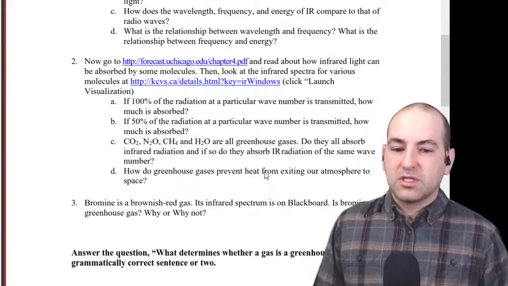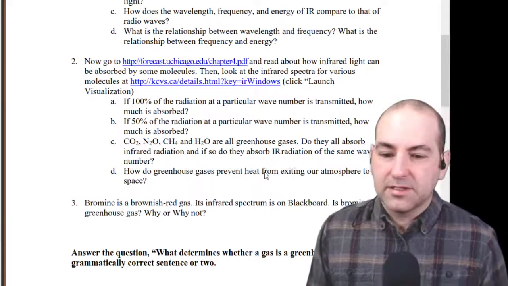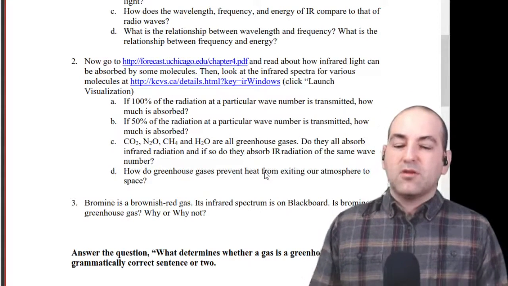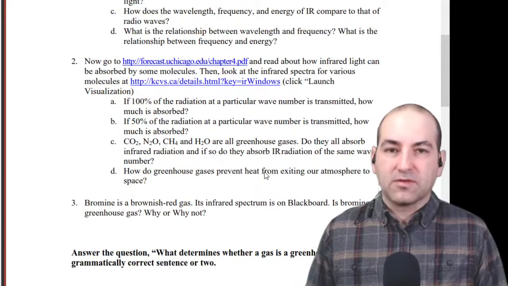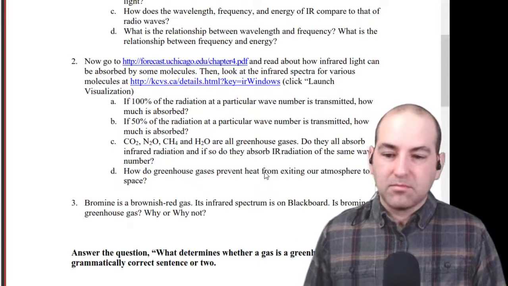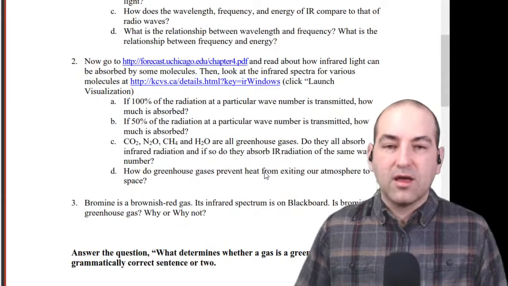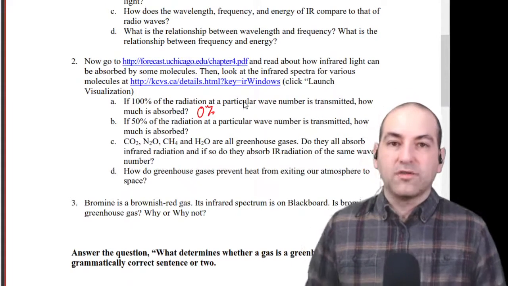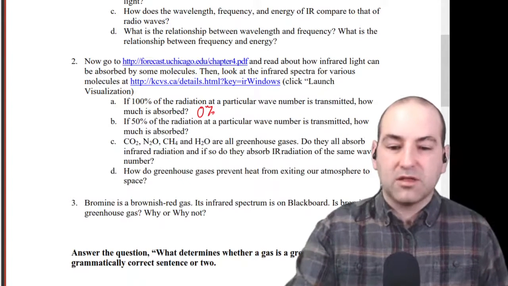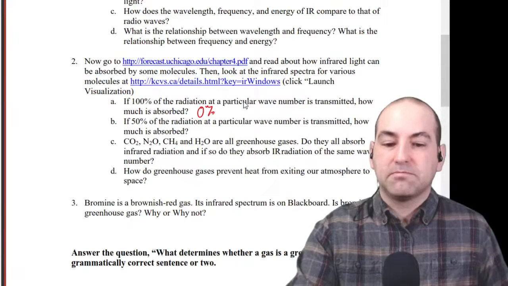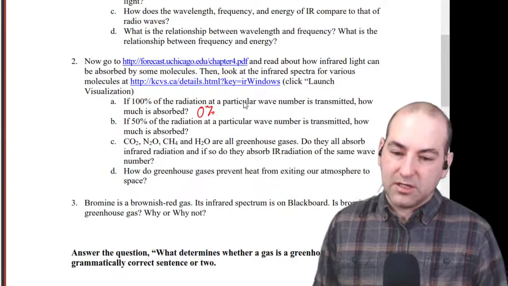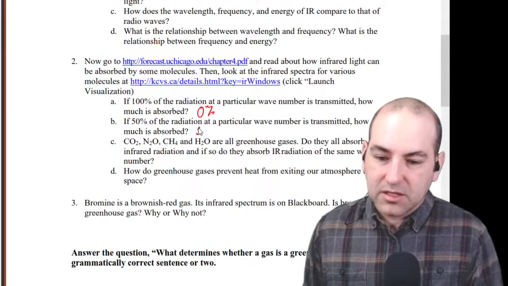So there was a specific question that I got about the second one, so I want to address this as well. If you pass various amounts of light through a sample, if 100% is transmitted, how much is absorbed? The answer is 0%. If all of the light is transmitted, makes it through the sample, that means by definition none of it is absorbed. All right, so then if 50% is transmitted, 50% is absorbed.